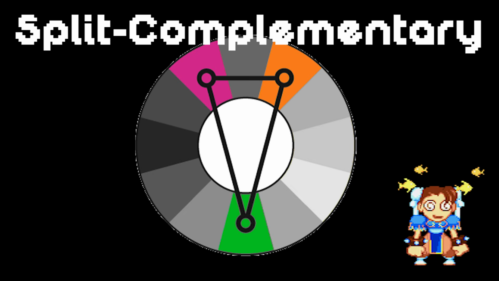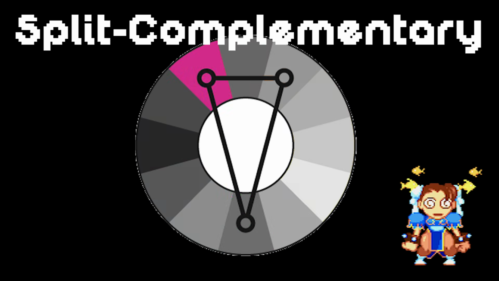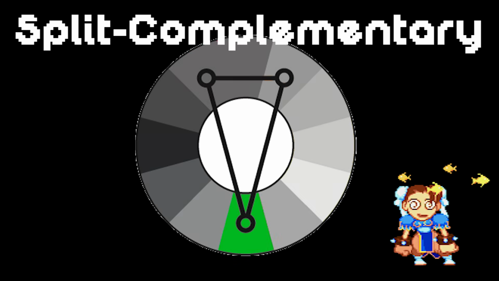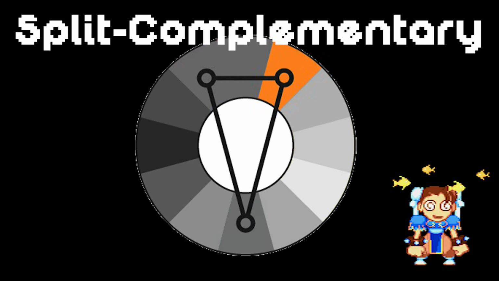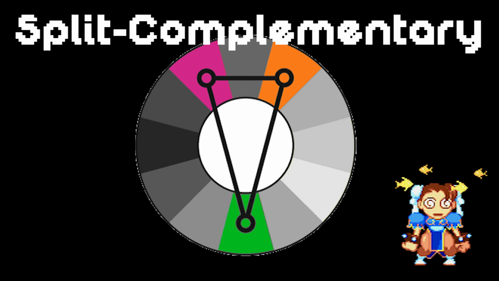Split complementary. Also working with 3 colors, a single color is chosen, then the 2 colors that lie on the sides of its complementary form the scheme. It can create a strong duality that complementary colors create, but with more subtlety.